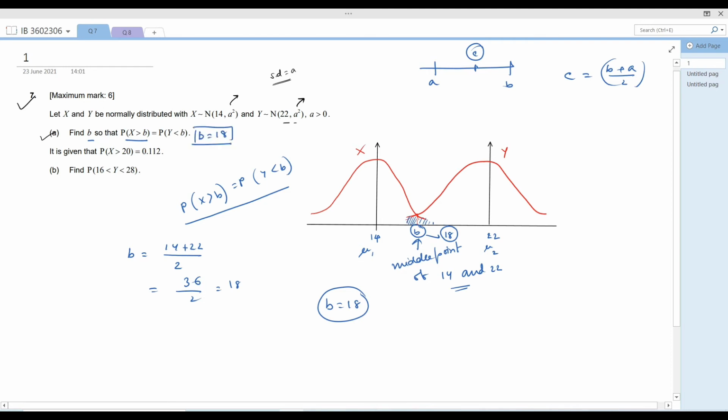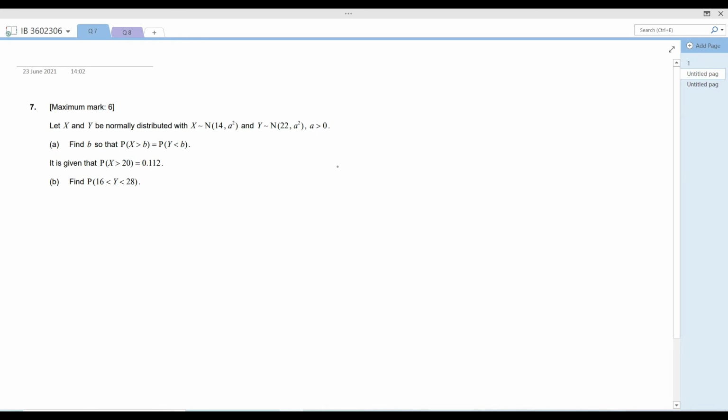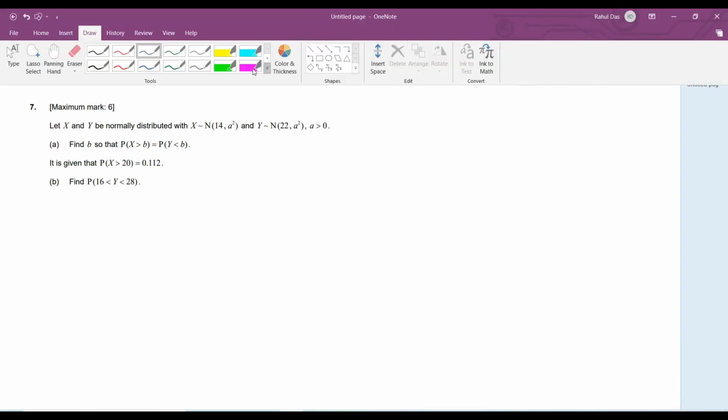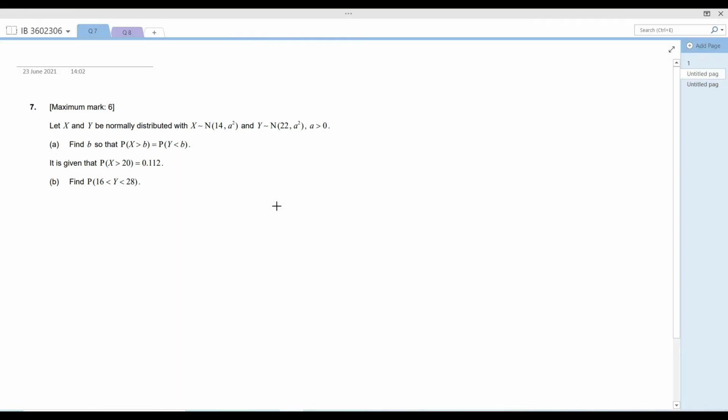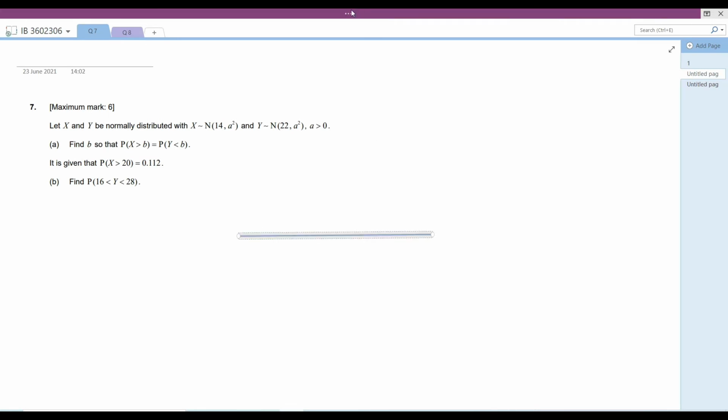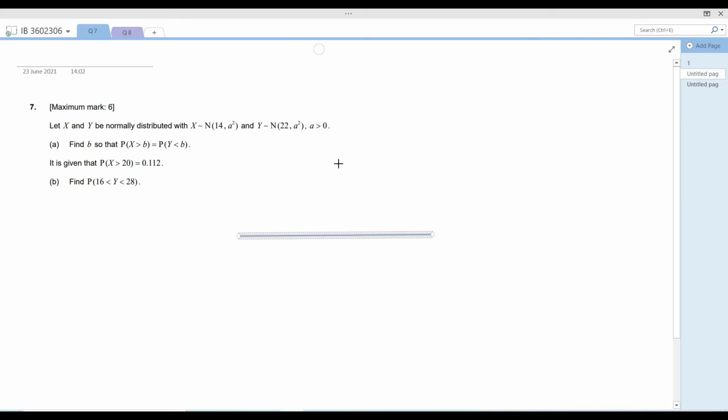Now the second thing is, it is given that P of X greater than 20 equals 0.112. Find P of this. Okay. So I am doing it this way. Just see this. First I will draw. It is a little complicated, I would say, but not that much. Please understand this from the base, it will help you. Okay, so let me draw it.